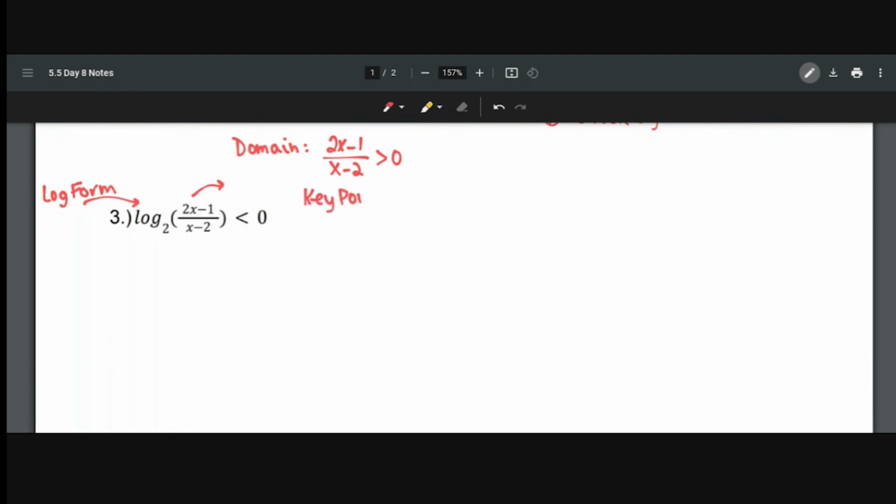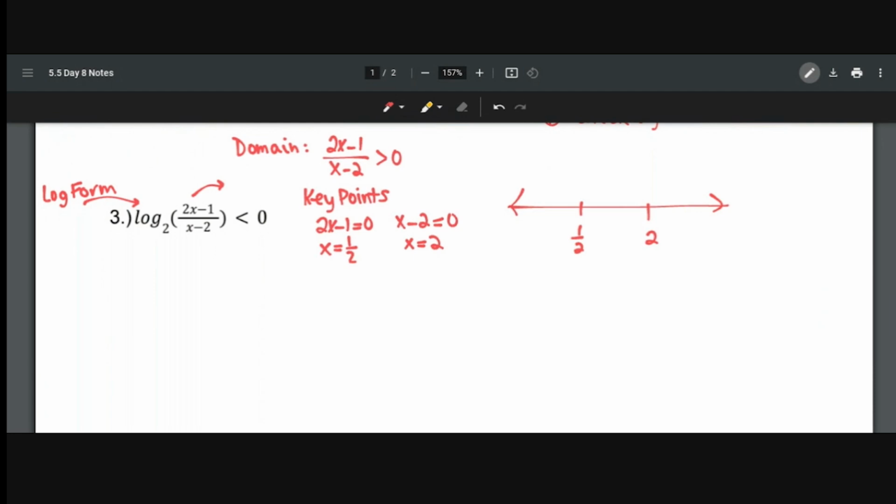And the way that you find your key points is you look at what makes the numerator 0 and what makes the denominator 0. We're going to solve those little equations. So we get x equals 1/2 and x equals 2. And we're going to make a number line. And we're going to plug in values within those 3 zones. So I've got 1/2 and 2 labeled on my number line. I need to pick one point in each of those 3 areas, and we're just going to test them.